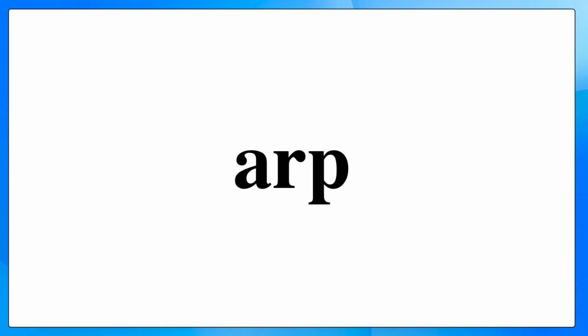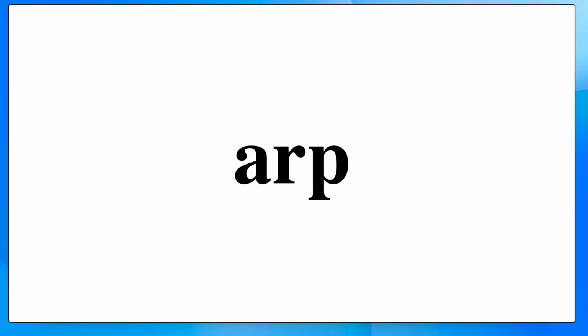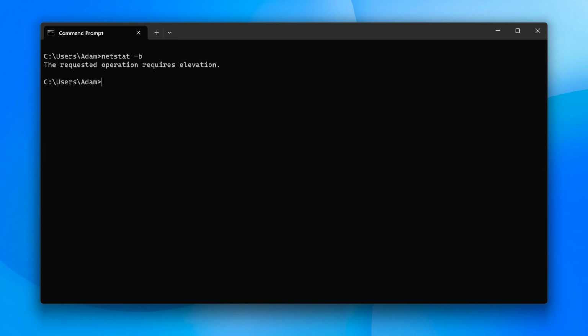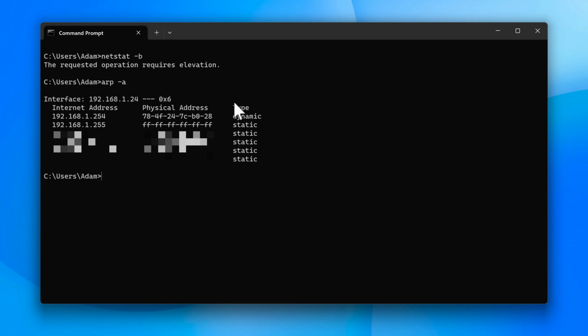ARP, Address Resolution Protocol, displays and manages the ARP cache, which is your PC's table mapping IP addresses to MAC addresses on the local network. arp -a displays the current ARP cache, shows every device your PC has recently communicated with on the local network listed by IP address with its corresponding MAC address and whether the entry is dynamic, learned automatically, or static, manually configured.